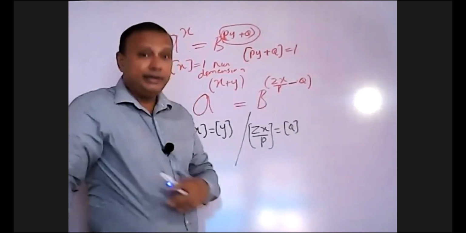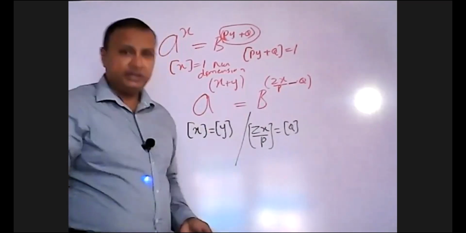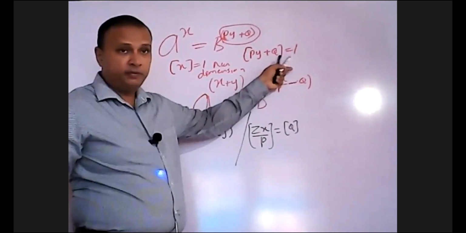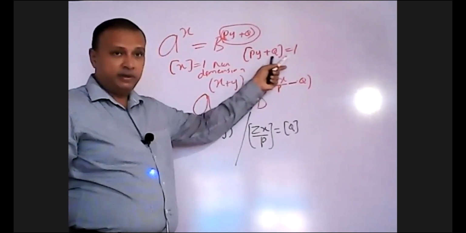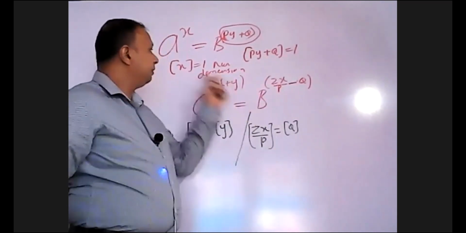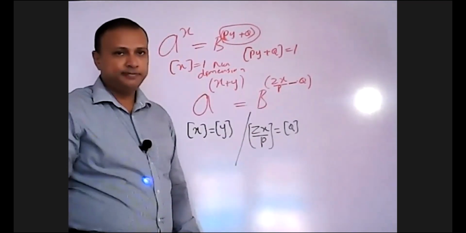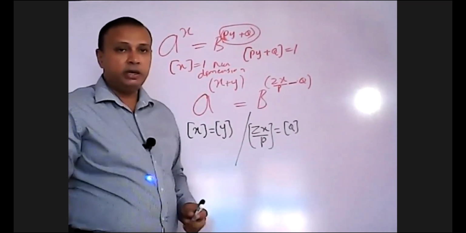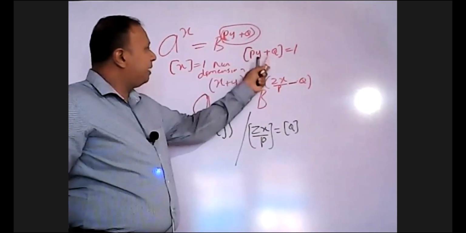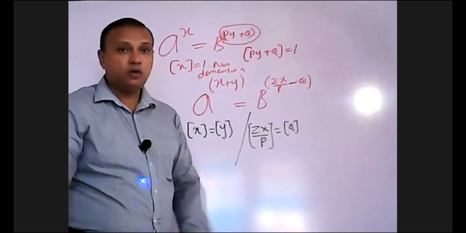If you are writing the answer for an essay question, don't stop at this point. Then you have to write that this physical quantity does not have a dimension, no dimension. Don't put 1 only. So in this case, the dimension of py plus q is equal to 1.